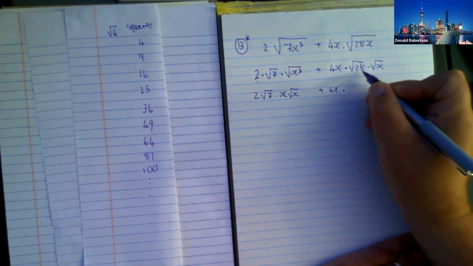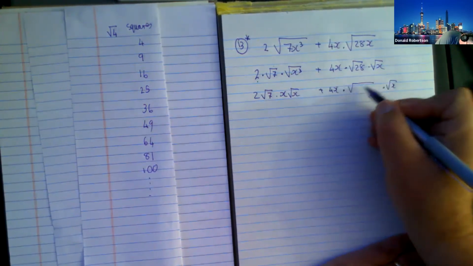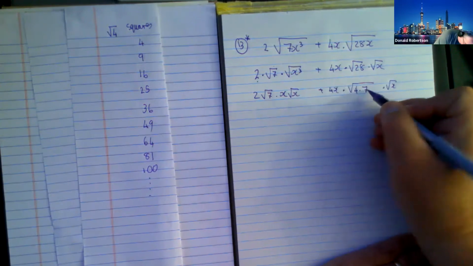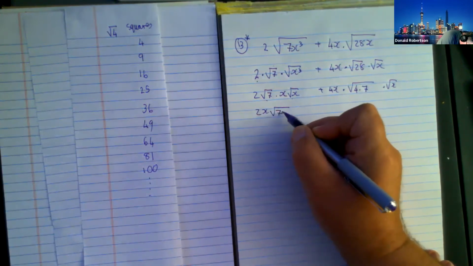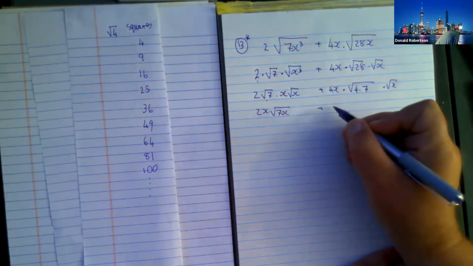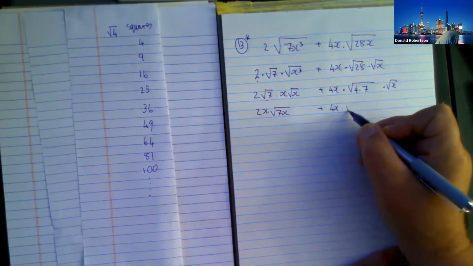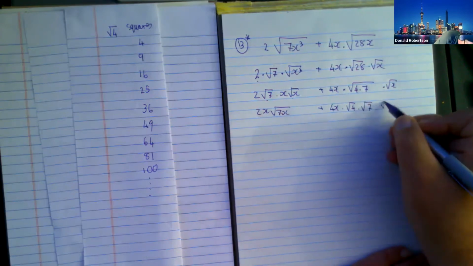And I can simplify this whole thing. I can simplify the square root of 28 by calling it 4 times 7. Now, what I have here is 2x and combine the square roots, so that's what that becomes. So a little bit more going on here. I'm going to have 4x, square root of 4, square root of 7, square root of x.